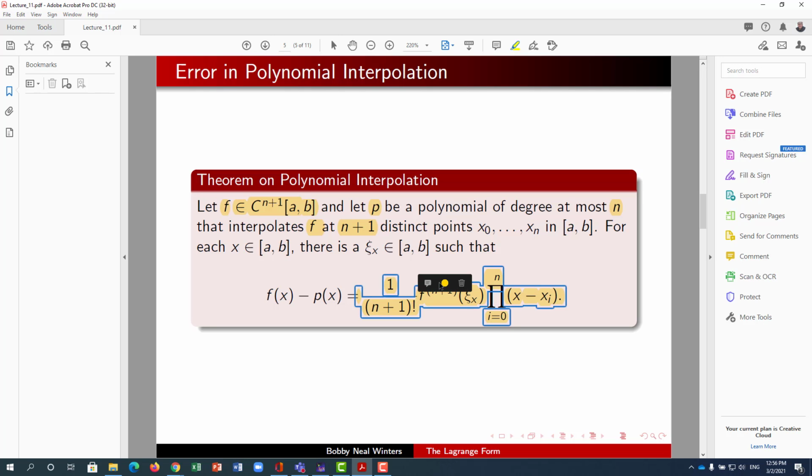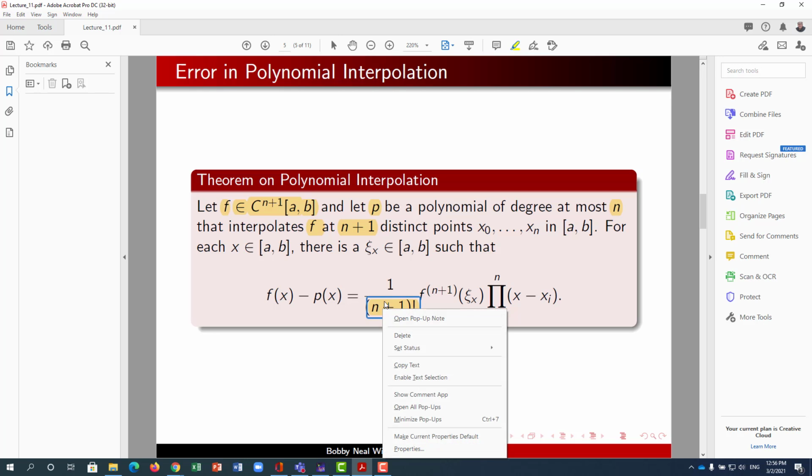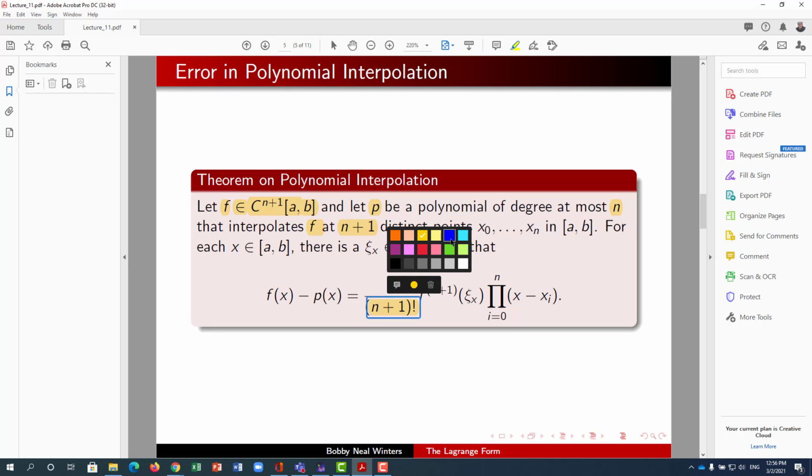The 1 over (n+1) factorial, that will make the error small. This, it's just sort of a wash. It's not going to be too bad. This here, unless all of our knots are close together, has the potential for being pretty big and giving us some big errors on our interpolating polynomial.